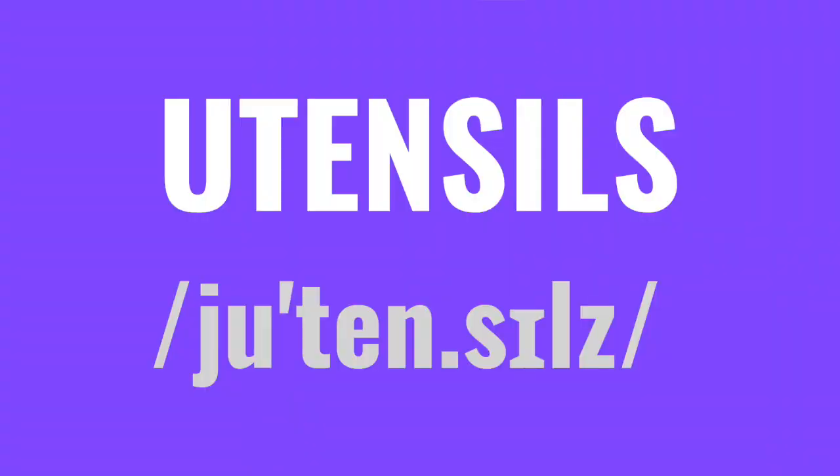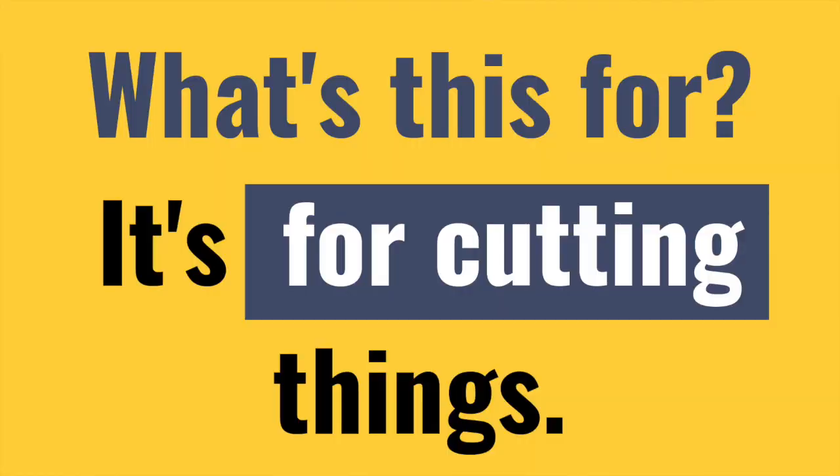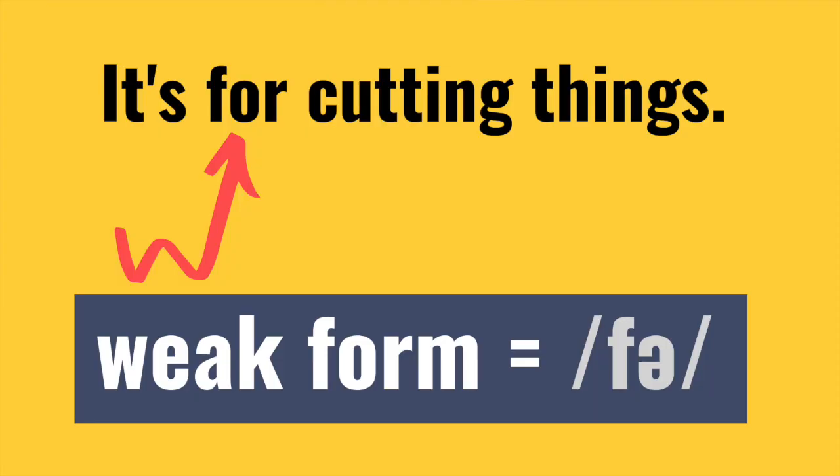Question: what do we call the things that we use in the kitchen? And the answer is utensils. Kitchen utensils. What's this? It's a kitchen knife. What's it for? It's for cutting things. Notice the pronunciation of for is very weak. It's like f. It's hardly pronounced f. It's for cutting things.